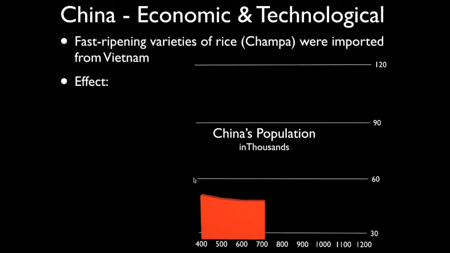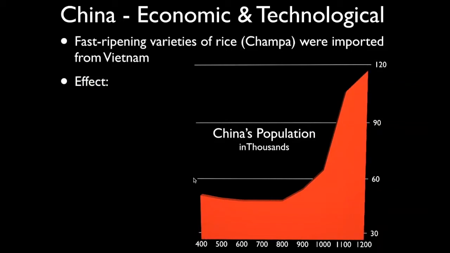So the effect of this, whenever we have increased food, is increased population. This leads to a dramatic growth in the Chinese population right around 1000 CE. And so as we get into this period that we need to be familiar with, 1200 CE, the introduction of these fast-growing varieties of rice, Champa rice, very important to the Chinese.